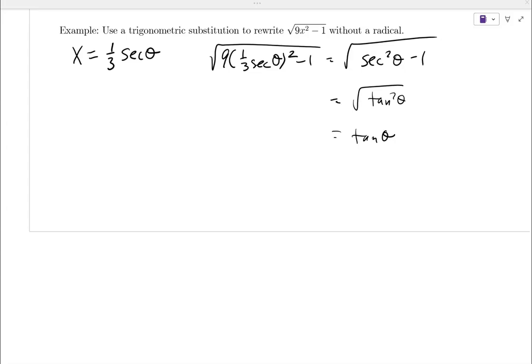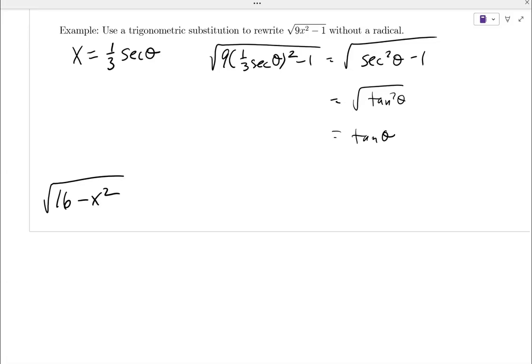So let's just make up a couple. Let's say you're wanting to rewrite, let's say, square root of 16 minus x squared, and we wanted to rewrite it without the radical by doing a trig substitution.